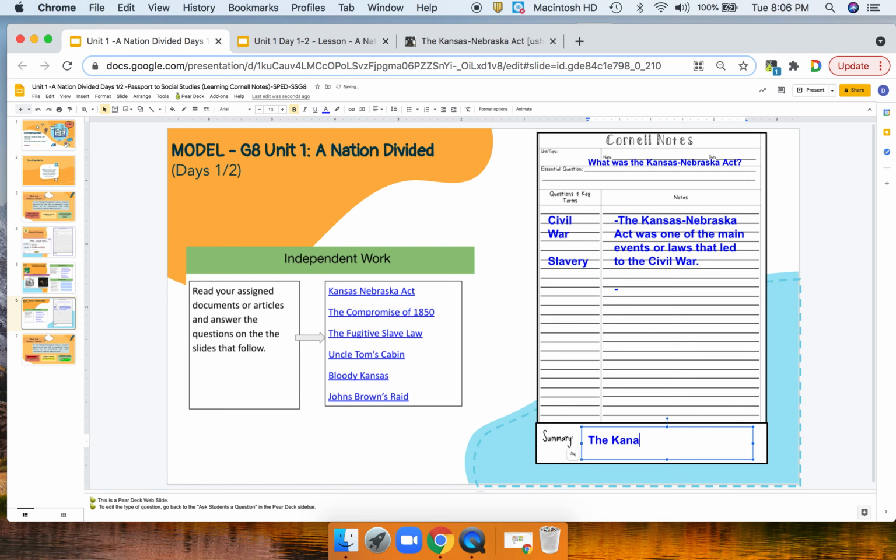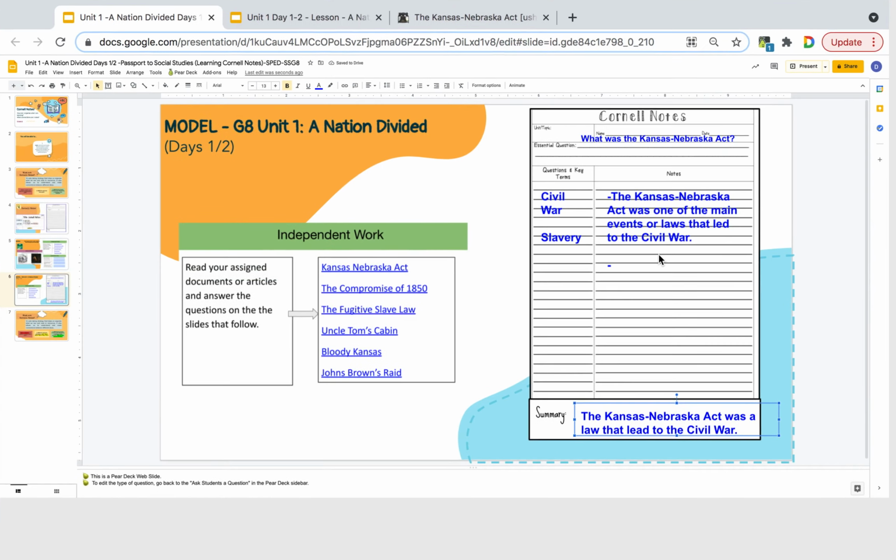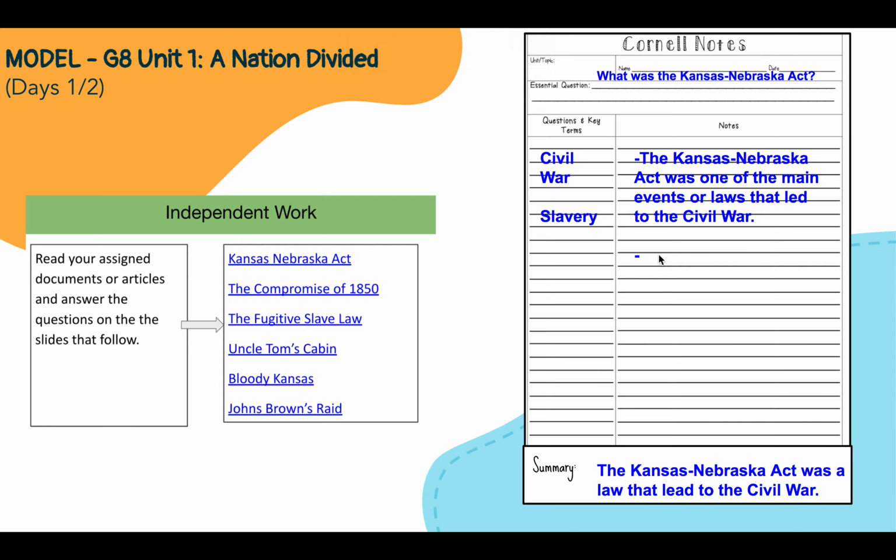The Kansas-Nebraska Act was a law that led to the Civil War. And that's all the information I have so far because I only read a portion of it, just to give you guys an example of how to use the Cornell Notes strategy. But by the end of your resource, your Cornell Notes page will look something like this.